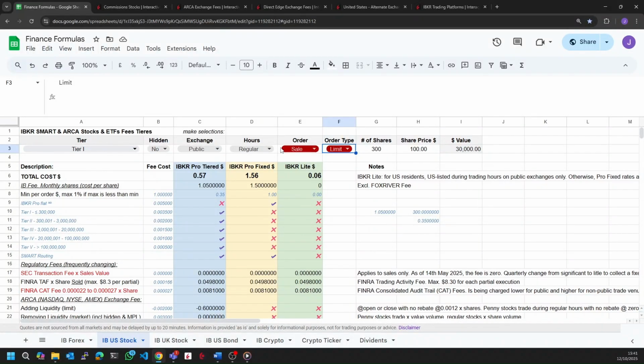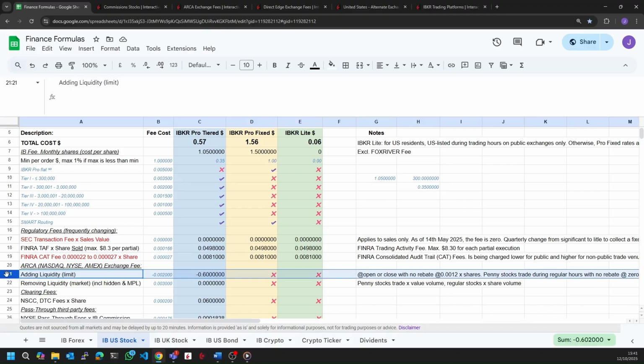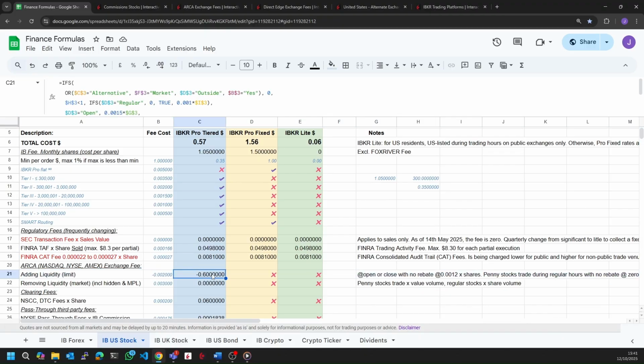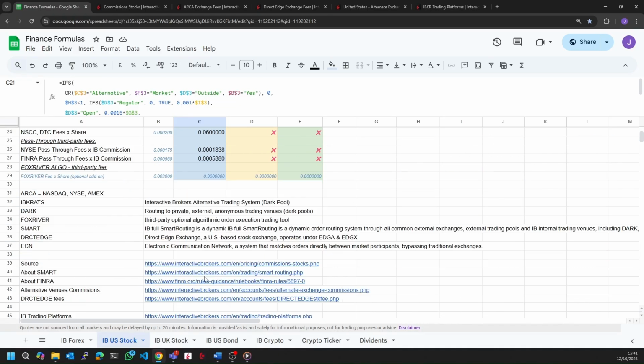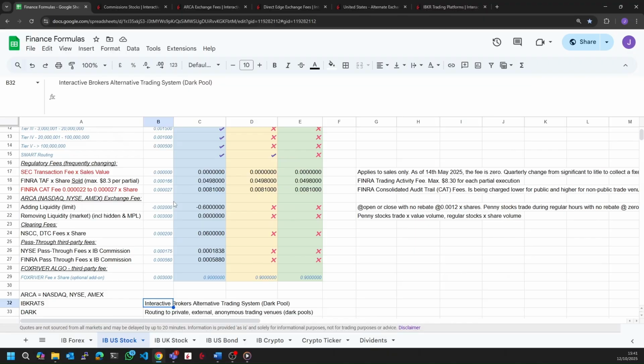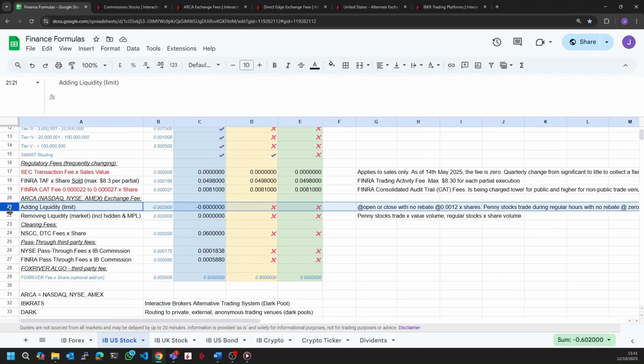Here in this example, I have a limit order for 300 shares. The total volume is $30,000. If this order gets executed through the New York Stock Exchange, for example, you will get a discount of 60 cents. And if your order gets executed through IBKR ATS, this is Interactive Brokers' internal system, it will be routed through Interactive Brokers internal customers. So you don't get anything, neither any charge nor any rebate.